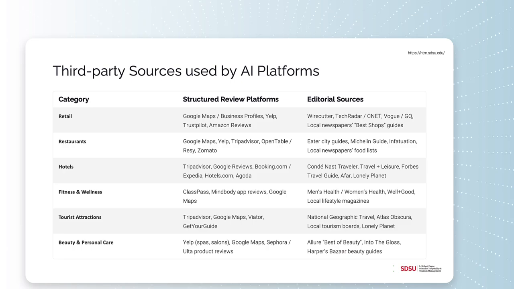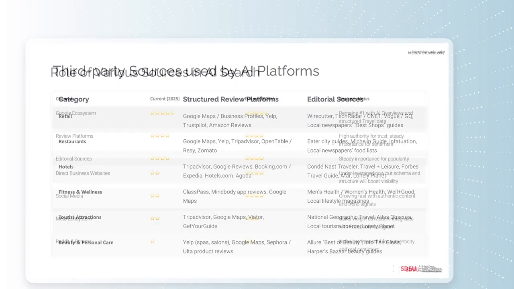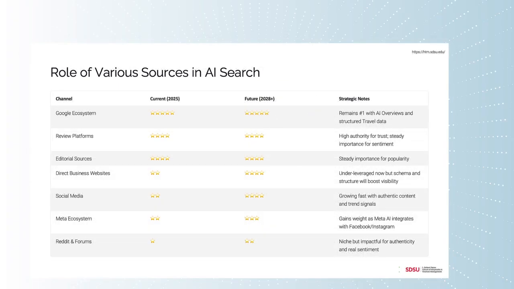For beauty and personal care, in structured review platforms, it's Yelp, Google Maps, Sephora, Ulta Product Reviews, and others. In the editorial sources, there's Best in Beauty and various other magazine and beauty guides that are available. Here's a pretty table that shows the evolution of the importance and influence of these different channels on your AI visibility. It's also available as a PDF handout attached to this lecture.